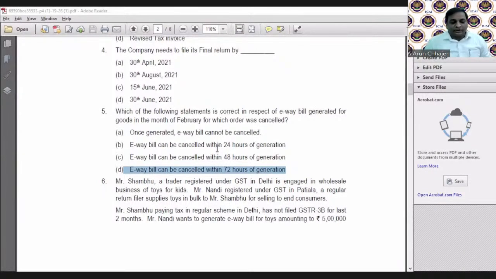What is the digit to be mentioned? If my annual aggregate turnover is more than 5 crore, what is the number of digits of the HSN code to be mentioned? Please give the answer.